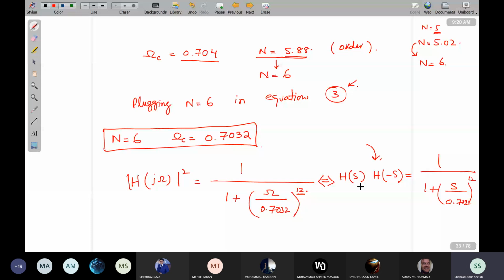हम इसको इस तरह से भी लिख सकते हैं, this is H(s) multiplied with H(-s), and that is equal to 1 over 1 plus (s over 0.7032) raised to power 12. So |H(s)| square की अगर हम बात कर रहे हैं, so that would be in this form.